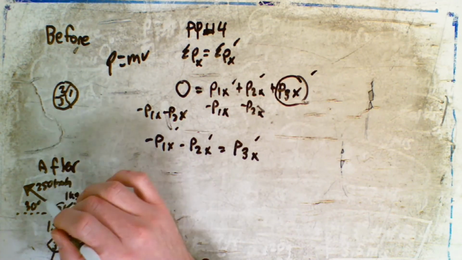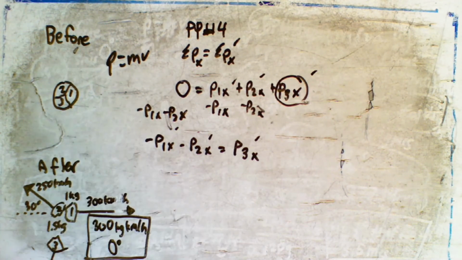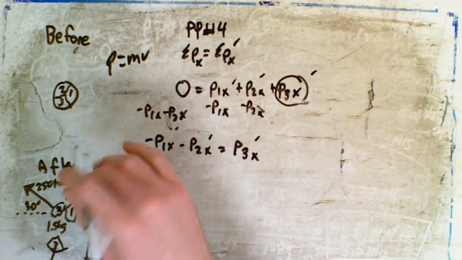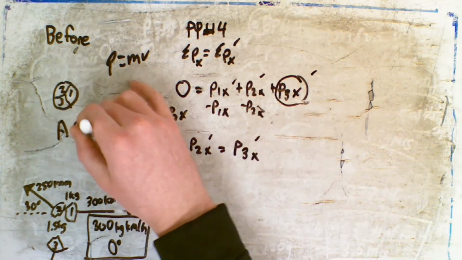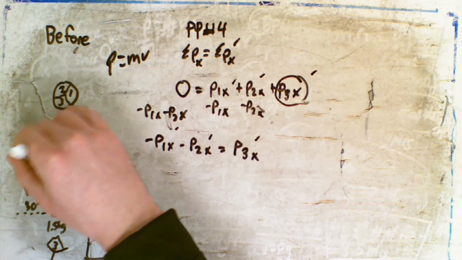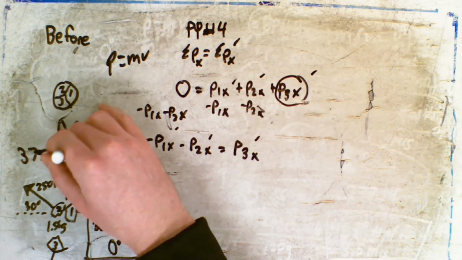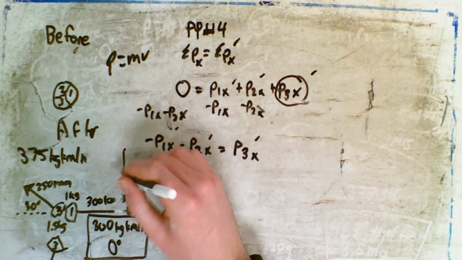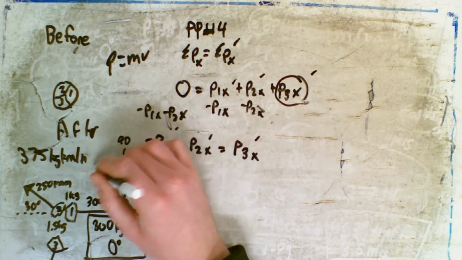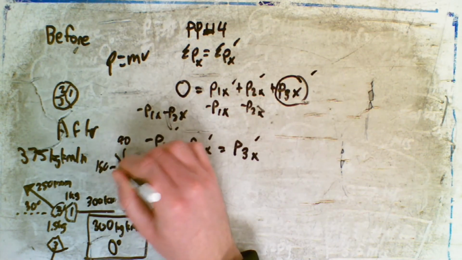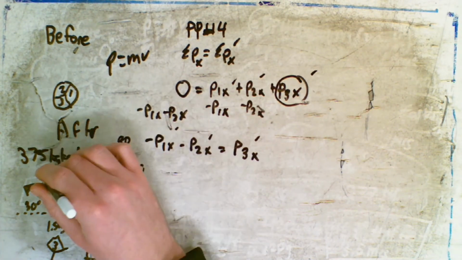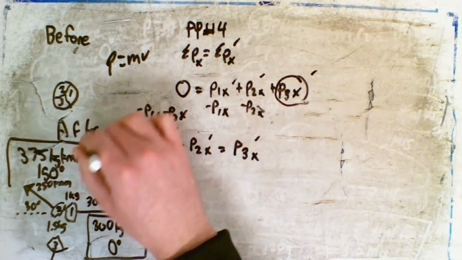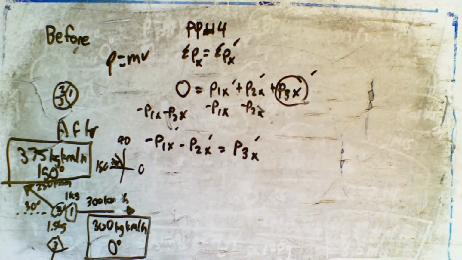And then 2 is 1.5 kilograms. And then it's going 250. So this, I'm just going to put my after up here, has a momentum of 375 kilograms kilometers per hour when I do the mass times the velocity. And then my angle, right, 0, 90, 180. And this is 30 degrees, so it's 30 less than 180. So it's going to be at 150 degrees. And then we want to find information about 3.